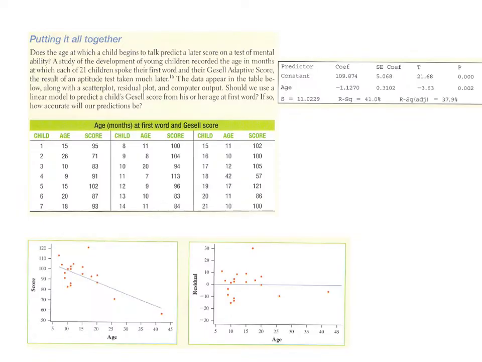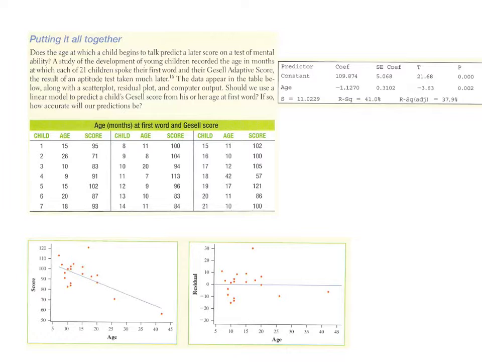Okay, let's look at one big final example here. I'm not going to write all of it down because there's just not really room. So let's look at the example. Does the age at which a child begins to talk predict a later score on a test of mental ability? A study of the development of young children recorded the age in months at which each of 21 children spoke their first word and their Gesell adaptive score, the result of an aptitude test taken much later. The data appear in the table below, along with the scatter plot, residual plot, and the computer output.